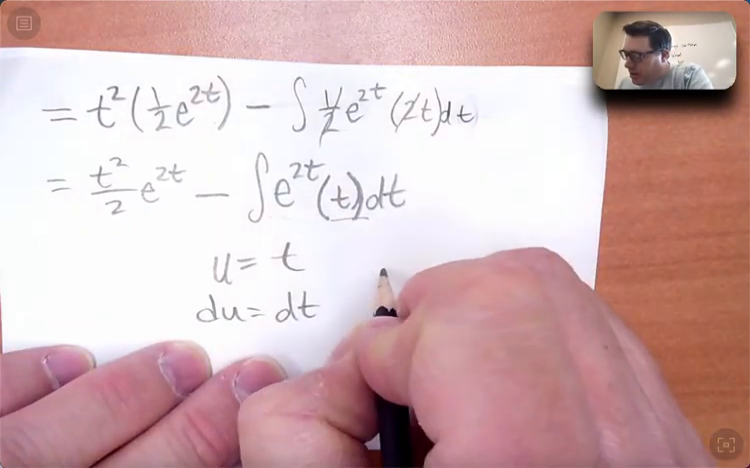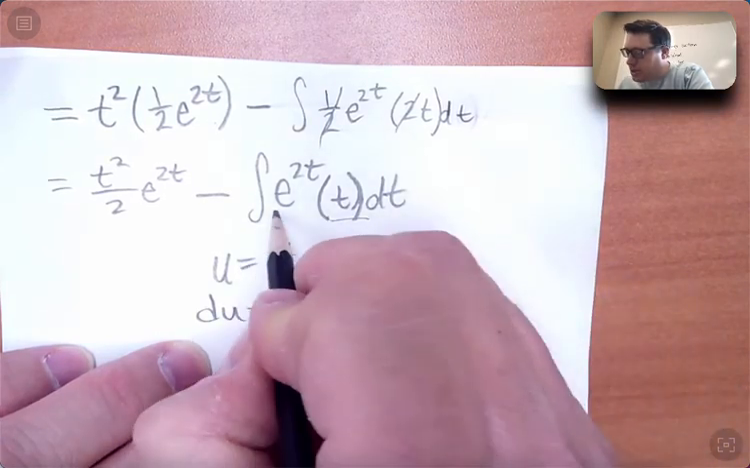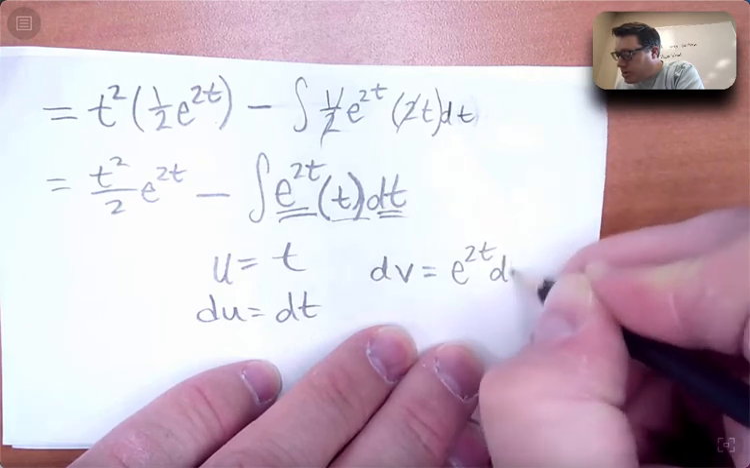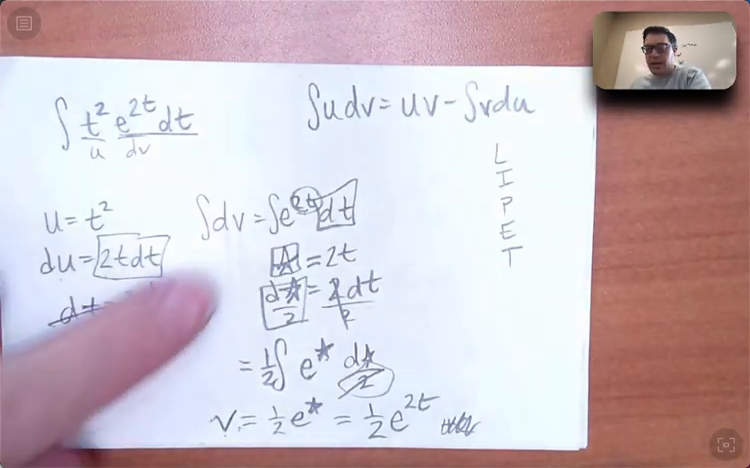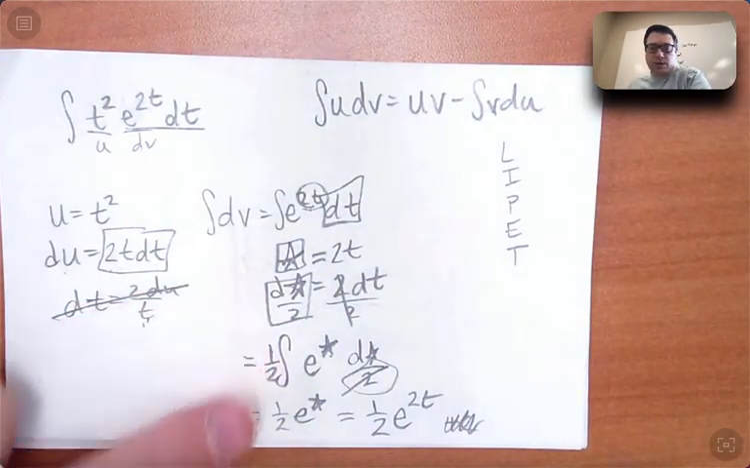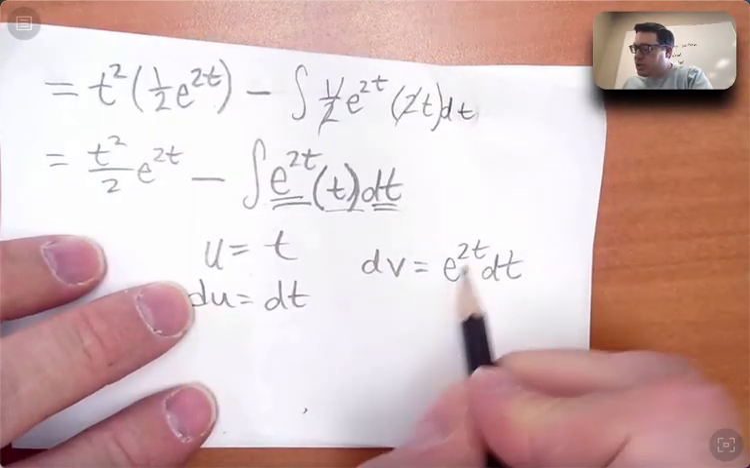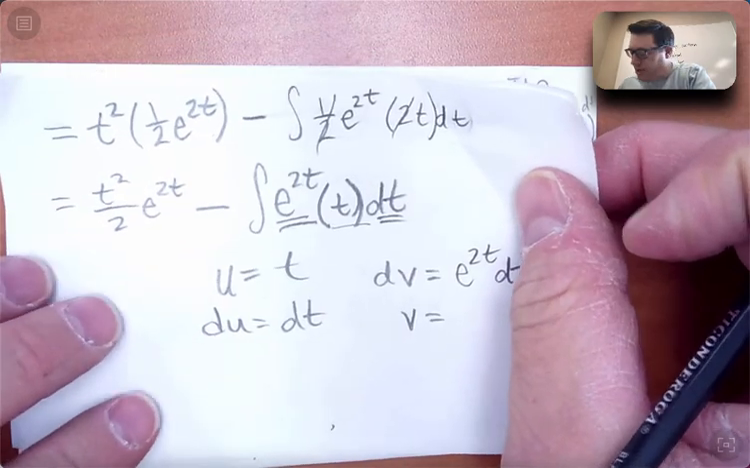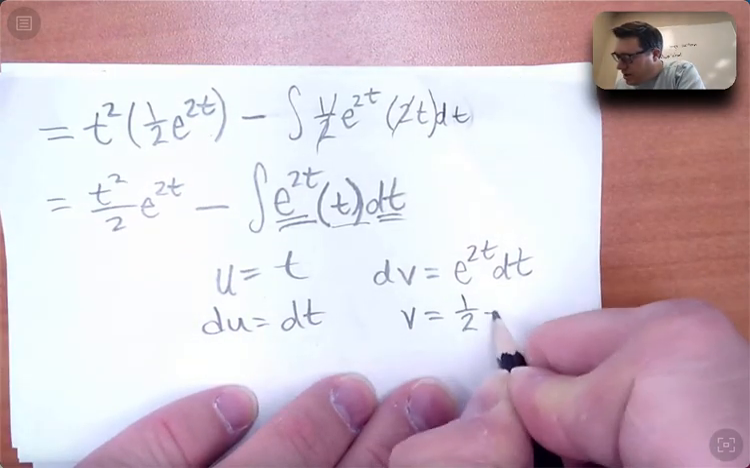dv must be everything else. So that would be e to the 2t dt. This is actually pretty good with these types of questions. We don't need to show all of what we did here with star, d star, etc. We just know if e to the 2t is our function, using our previous learnings, we can say that v is 1/2 e to the 2t.